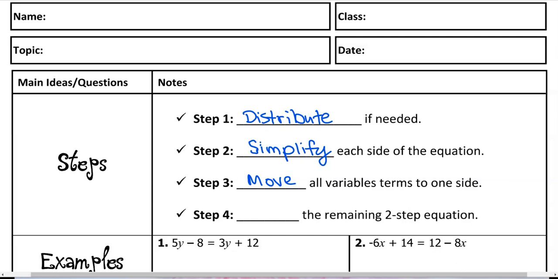So distribute what you can. Simplify or combine like terms on either side if possible. Then start moving things. So when you move things, that's when you do opposite. And then step four, you will solve the remaining two-step equation.